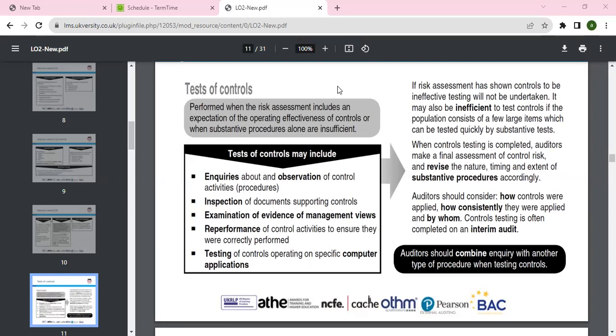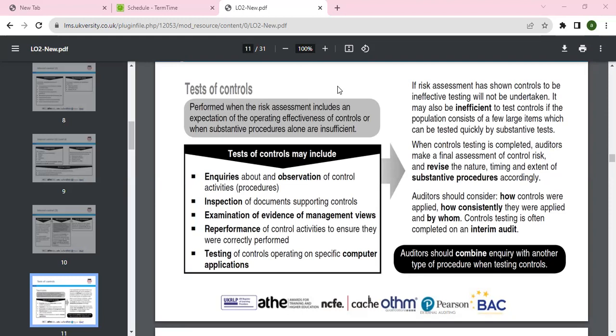If one person is responsible for everything, that's poor control. So we need to look at the testing of controls operating on the specific computer application. If the risk assessment has shown the control is ineffective, testing will not be undertaken, and it may also be insufficient to test the control.